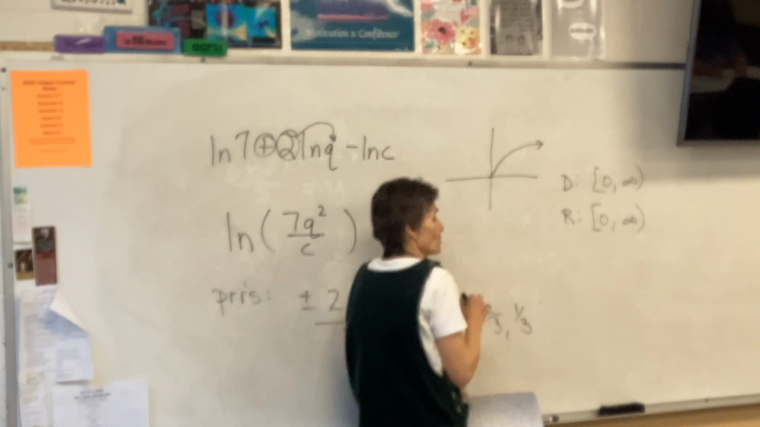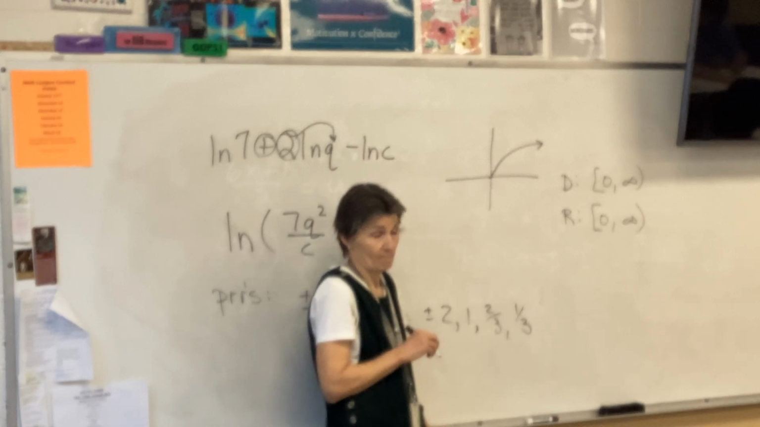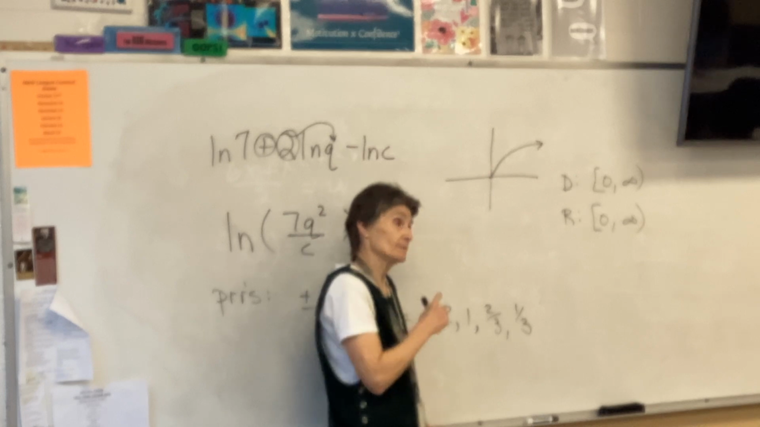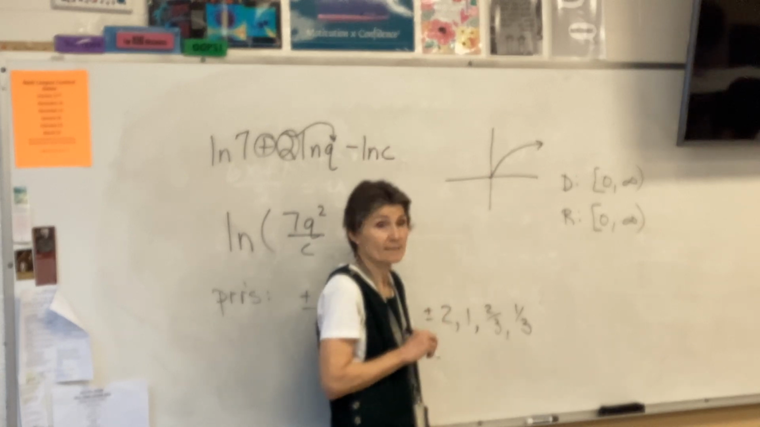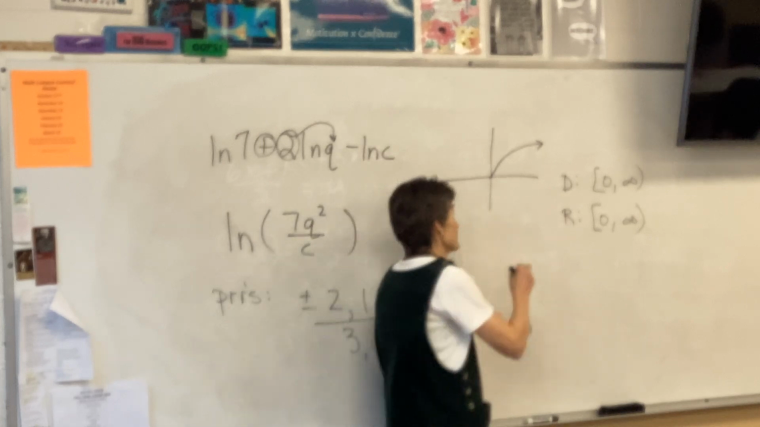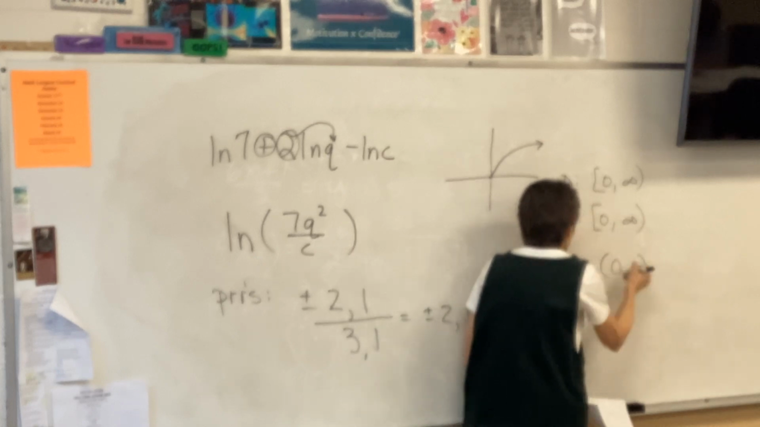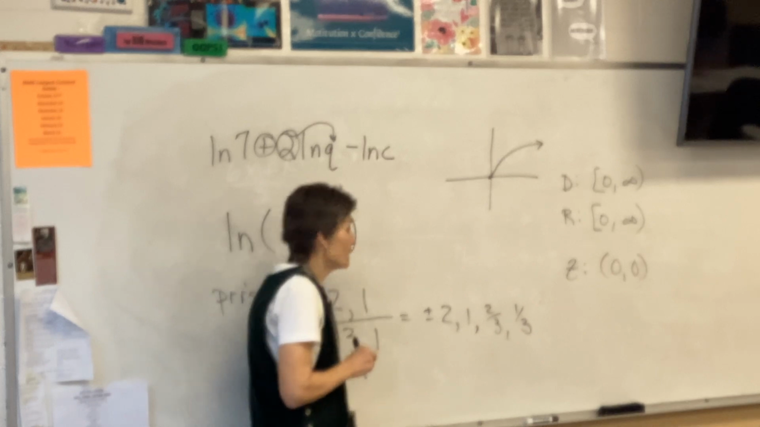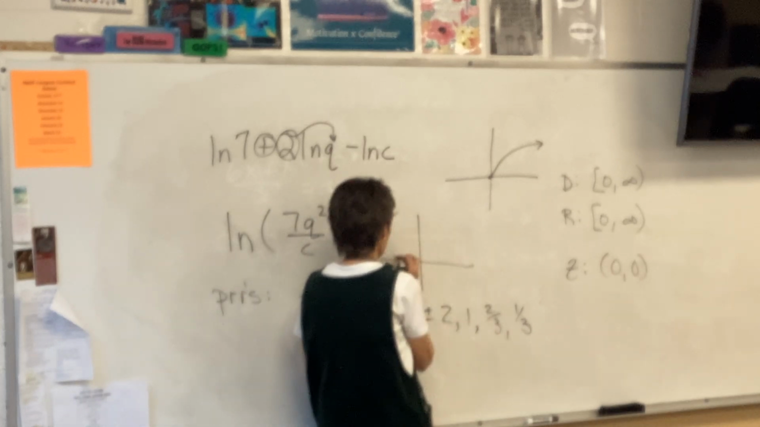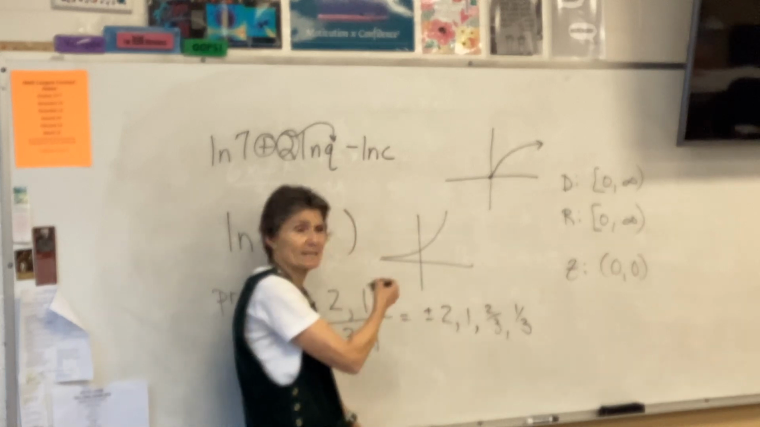How about zeros? What do we mean by zeros? X-intercepts. So does the square root function have an x-intercept? Does it touch the x-axis anywhere? It does. Its zeros are the origin right there. That's where it touches the x-axis. If you had something like your exponential function, the exponential does not have any x-intercepts.